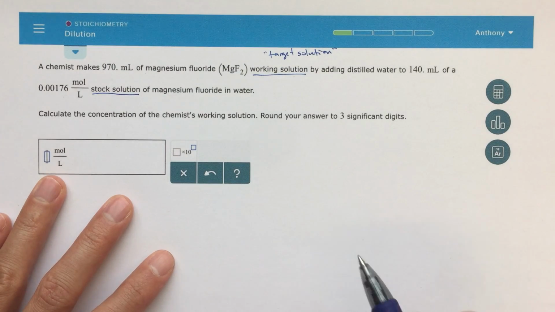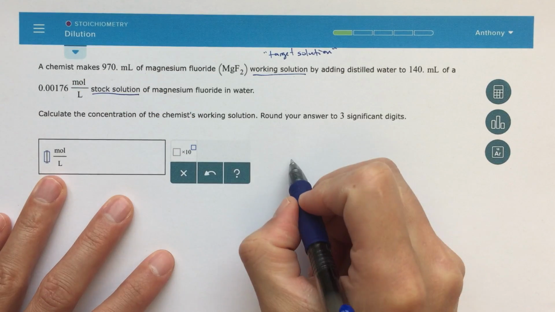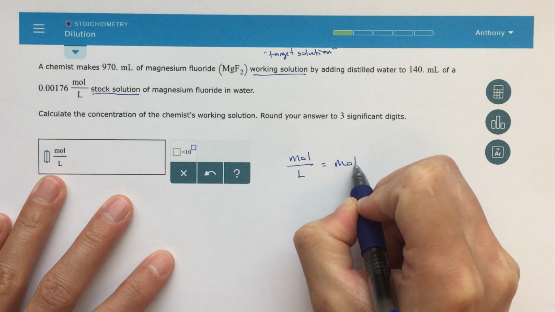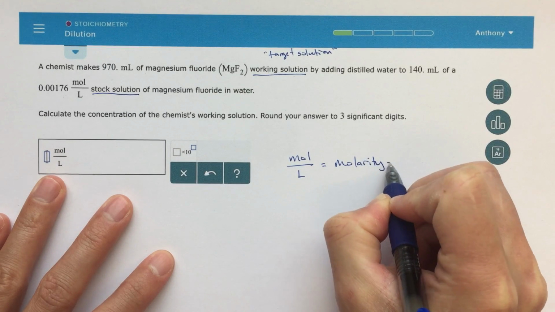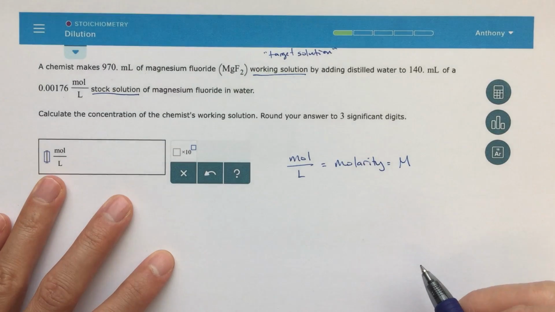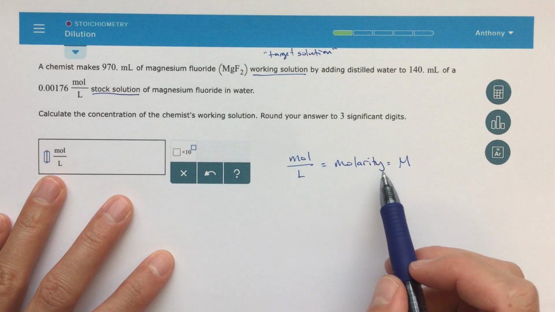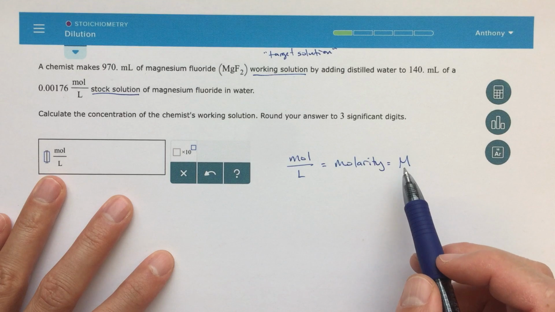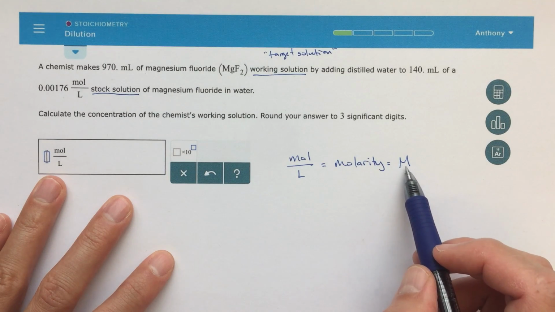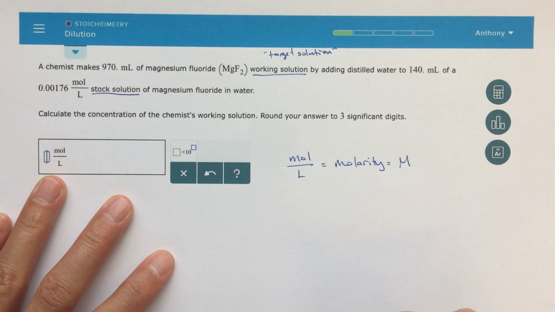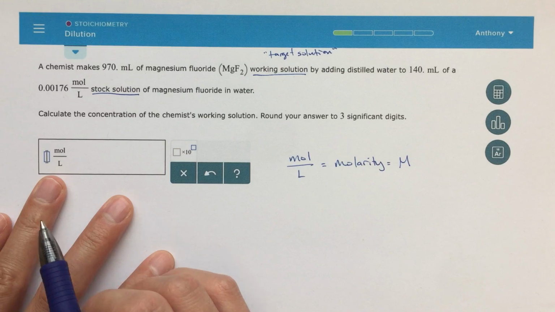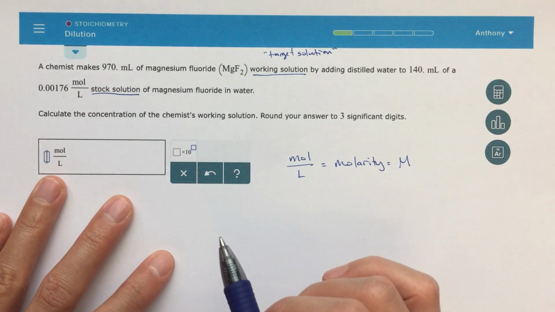So the first thing I want to talk about is this unit moles per liter. And that is called molarity. So I'm sure we're going to talk about this in class, or we've talked about it in class already, but the unit of molarity is moles per liter, and then we abbreviate that as this big M. So if you ever see this big M, that means molarity, and the unit for that is moles per liter. So that's the molarity of the stock solution that's been given. And then we've got 140 milliliters of that.